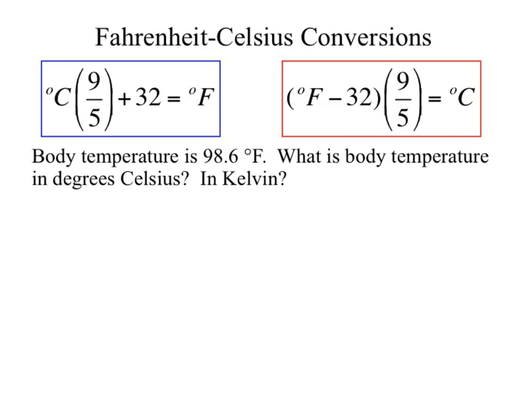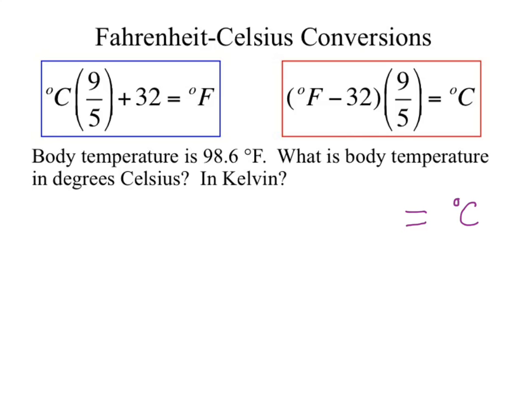So what do we know about our answer? Set it up just like we've done everything else. Equals what? We want degrees Celsius to be our answer. How do we get to degrees Celsius? Which formula do we use? Blue or red? Red, because red's the one with the degrees Celsius on it as our answer.